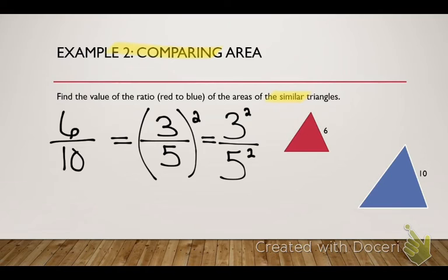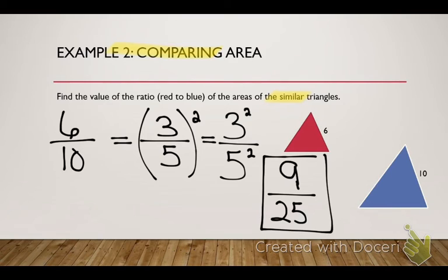All right? So what's 3 squared? Is it 6 or 9? 9. It's 9 because that's 3 times 3. Remember, that's not 3 times 2. So it's going to be 9 over what? 25. Sorry, that's a weird looking 9. Okay, 9 over 25.